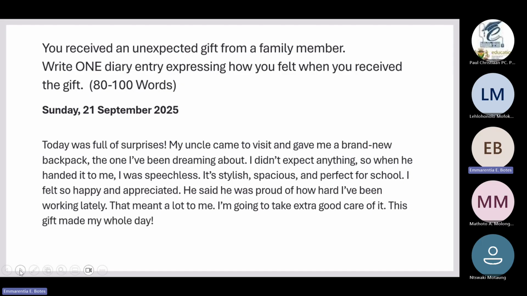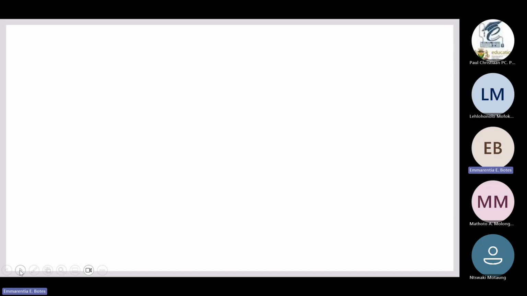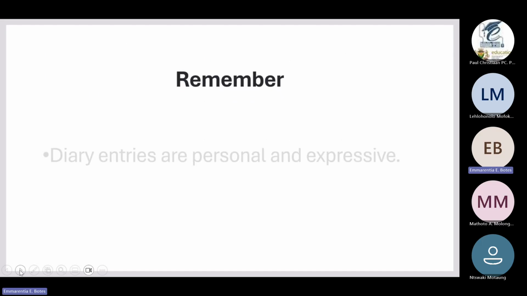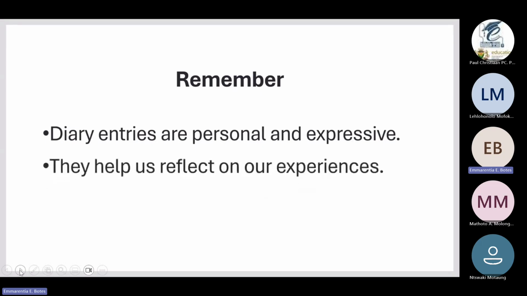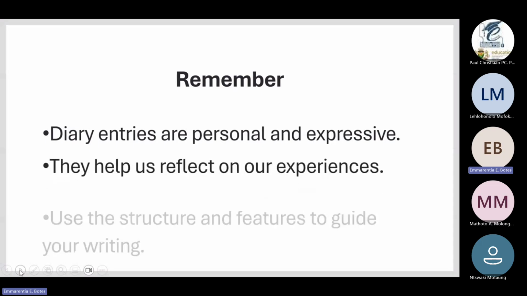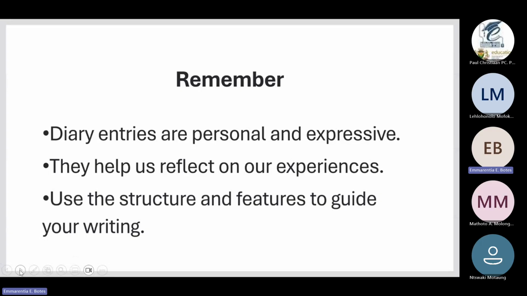It's a chatty way, it's informal writing, but it's not slang. Very important. So remember, diary entries are personal and expressive. They help us reflect on our experiences, and you have to use the structure and features to guide your writing. Always remember to follow the writing process.